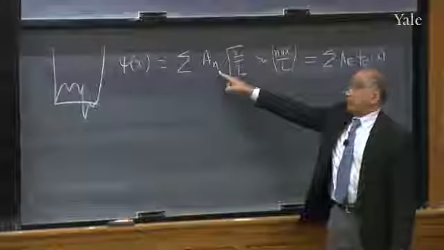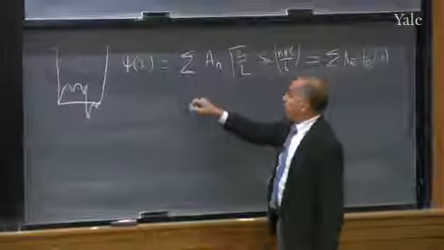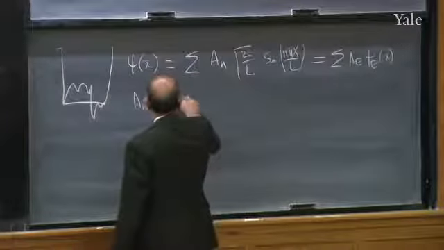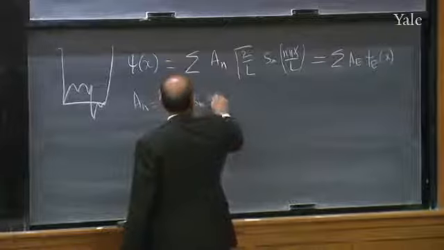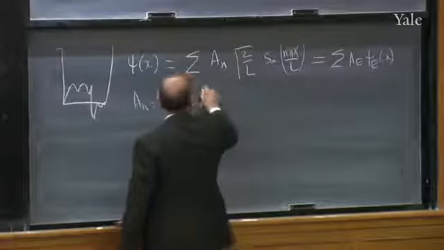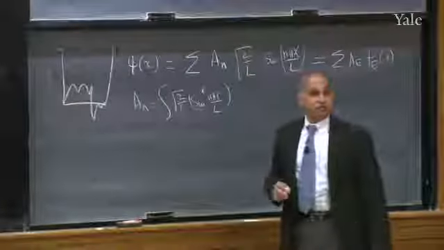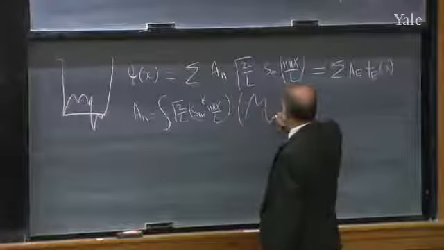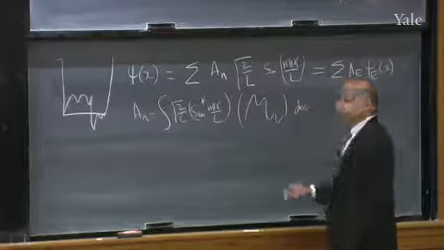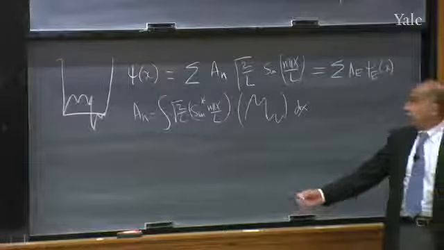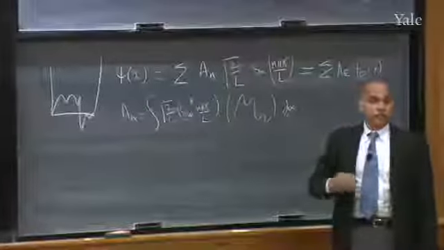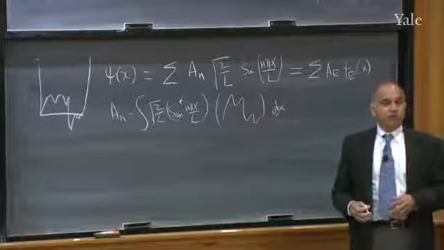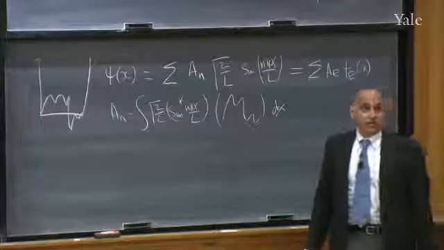Then I have to find a sub n. If I want to find a sub n, that is equal to the integral of 2 over L sine n pi x over L. If you want, you can put a conjugate, but it doesn't matter because sine is real. Multiply it by Mr. Crazy here, whatever it is, and do that integral. It'll give you some number for every n, a1, a2, a3, a4, and the square of every one of them will give you the odds that you will find this energy or that energy or some other energy.